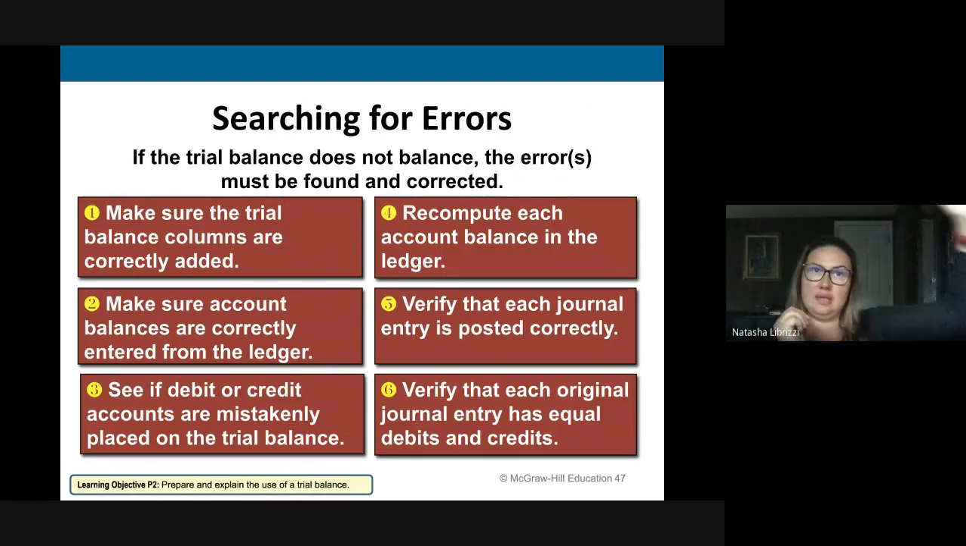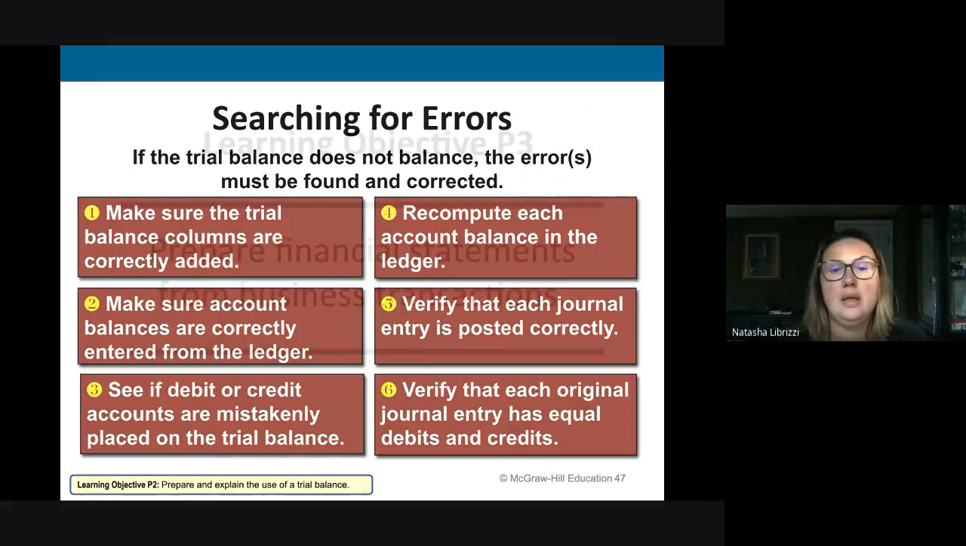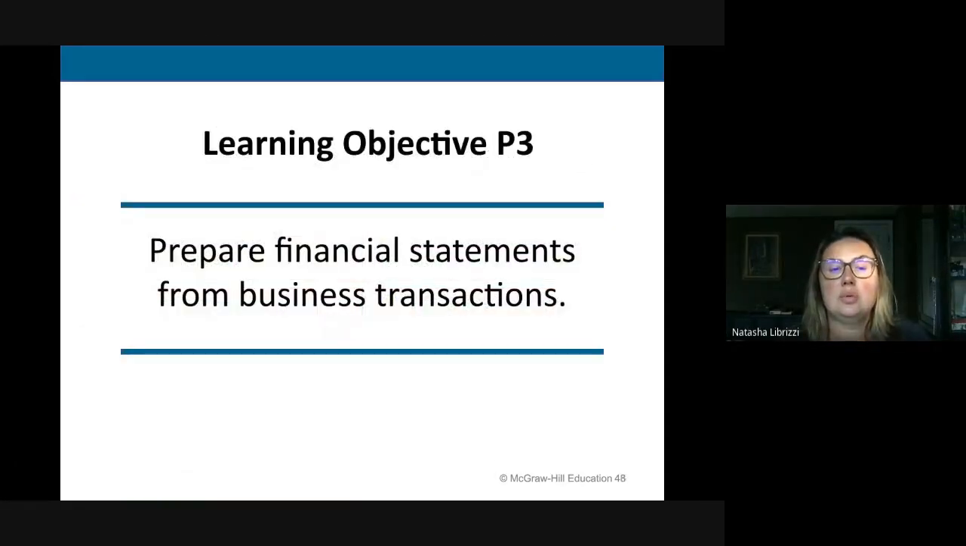So remember, if I put cash as a debit, it has to be posted as a debit in my ledger. And verify that each original journal entry has an equal debit and credit. So this is a good way to check yourself.